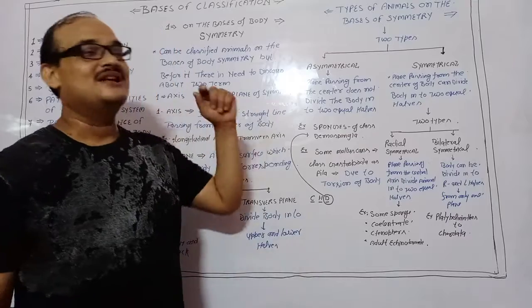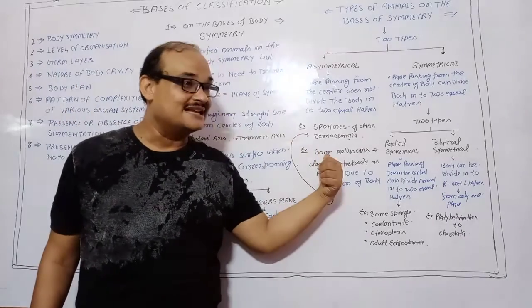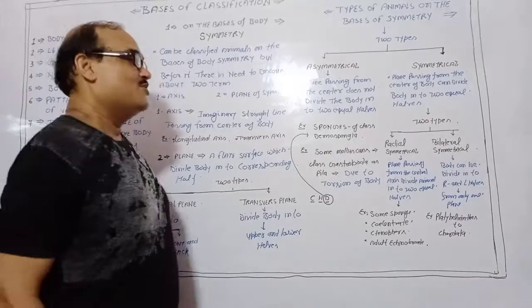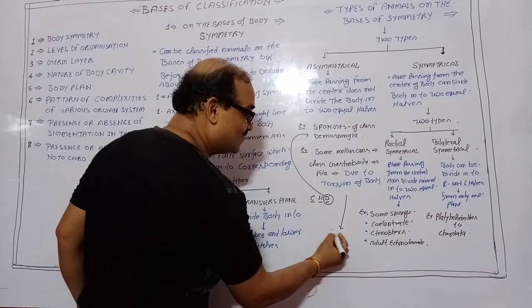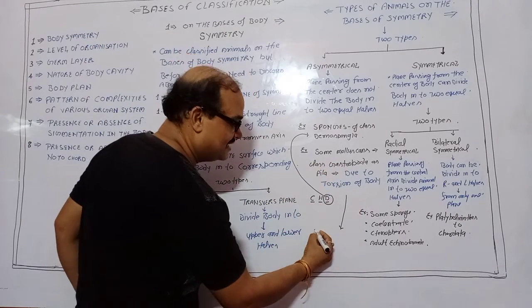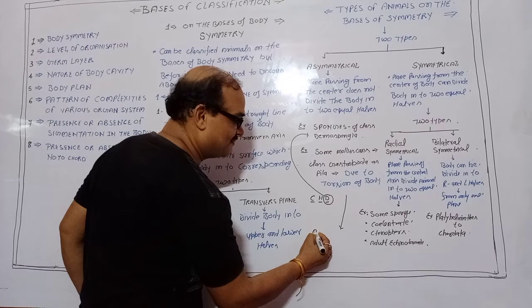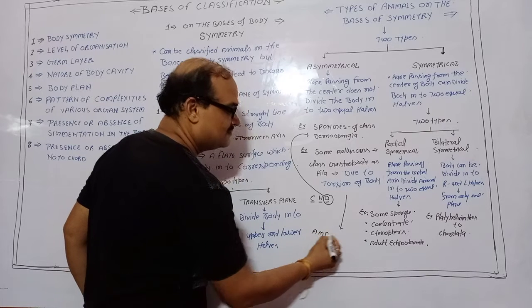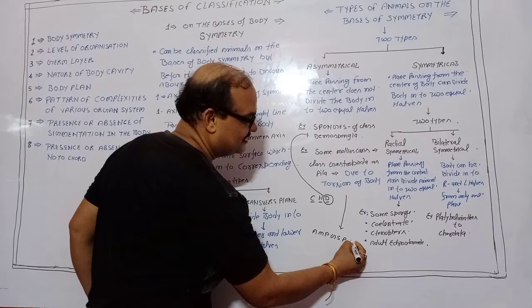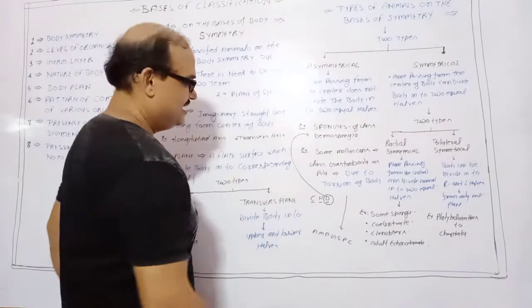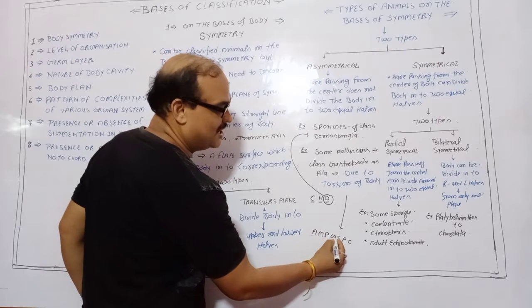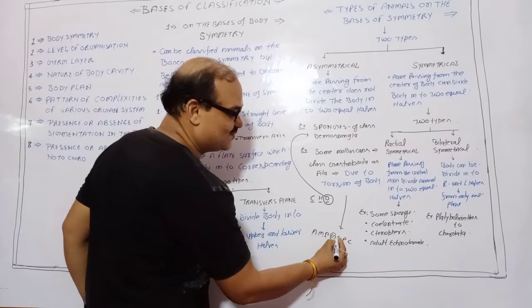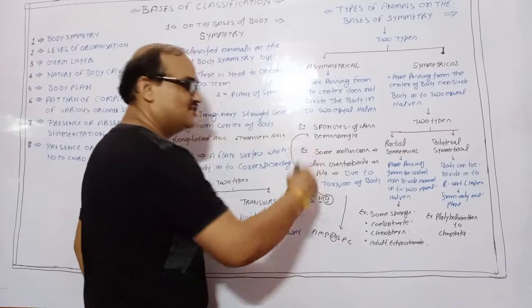Second, some molluscans, not all molluscans. Mollusca has several classes. How many classes are in Mollusca? I have given one tip. Aplacophora, Monoplacophora, Polyplacophora, Gastropoda, Scaphopoda, Pelecypoda, and Cephalopoda.